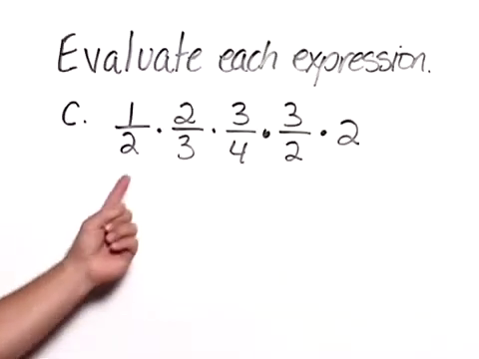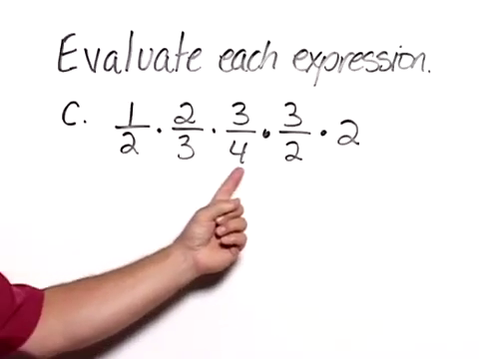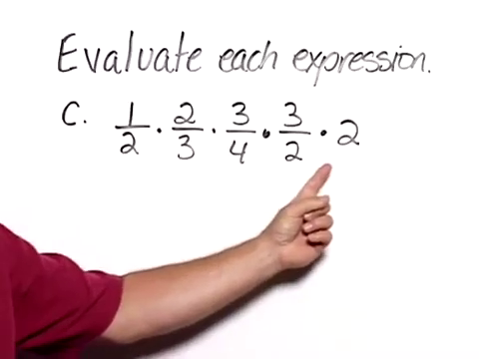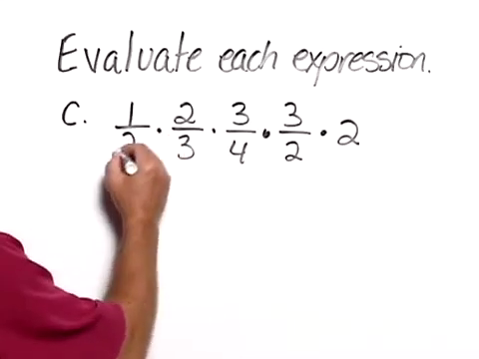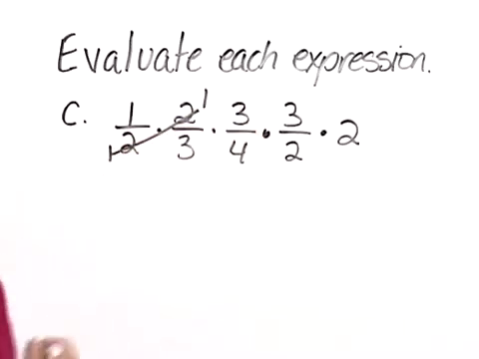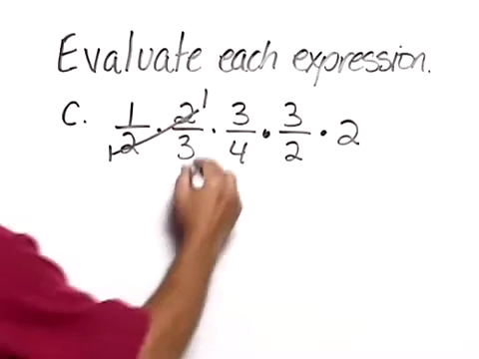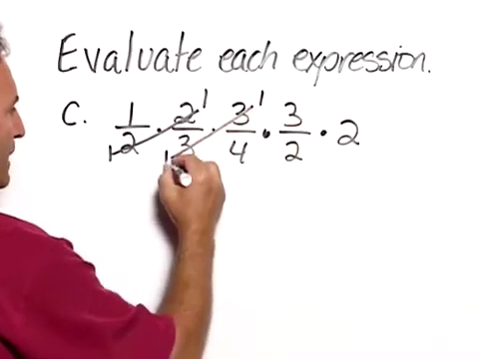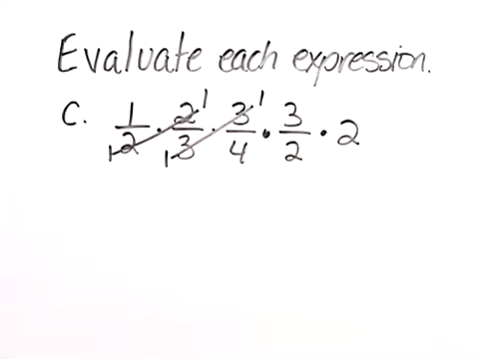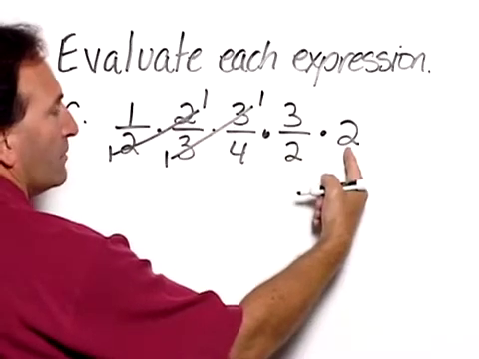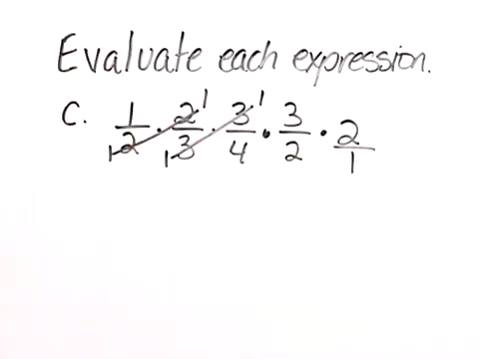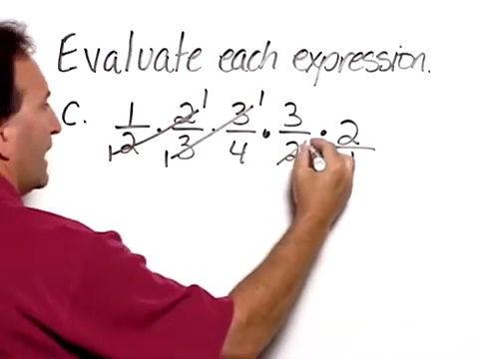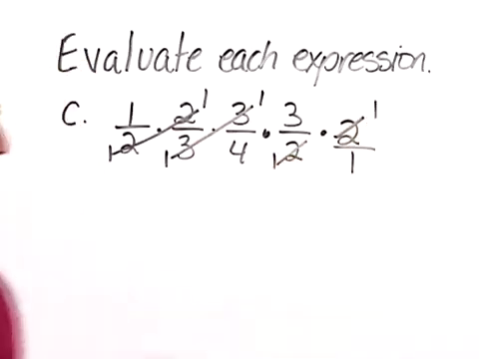For part C, we have 1/2 times 2/3 times 3/4 times 3/2 times 2. Immediately, what you should see is we can cancel the 2 with the 2, leaving 1 and 1 in their places. And we can do 3 with 3, leaving 1s in those places. Next, remember that a whole number, like this 2, is really a fraction of 2/1.